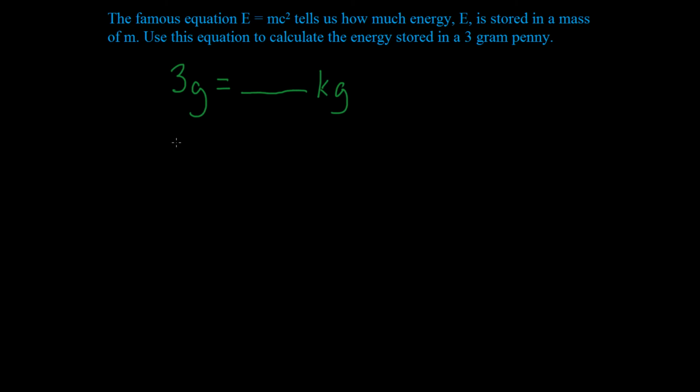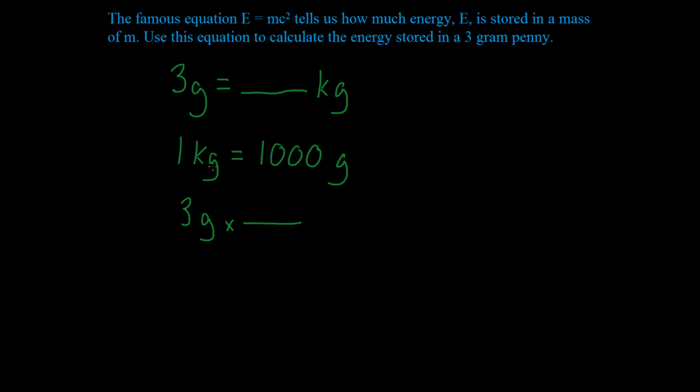So the first step is we have to convert grams into kilograms. To do this, we need to know the relationship between grams and kilograms. So 1 kilogram is equal to 1,000 grams. Now to convert this, we're going to use the technique that we discussed in class. There are many videos on how to do this on YouTube, and I may make a video in the future.